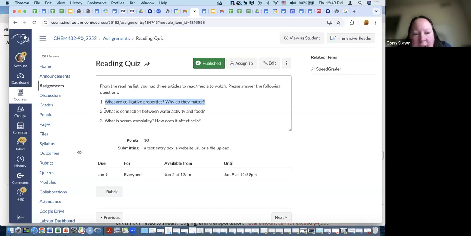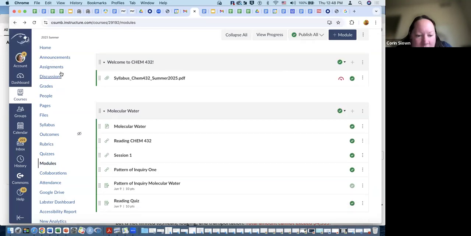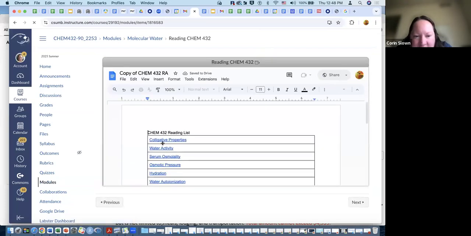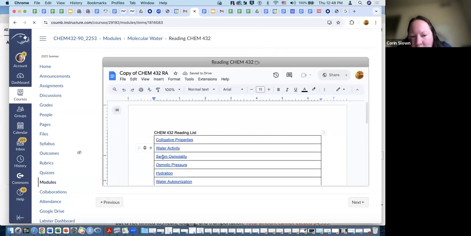You will have to read and or watch the water activity and food. That's something that we're going to be talking about next week. And then serum osmolality and how it affects cells is something that is also from the reading. So let me show you where you can find those. I will keep adding to this list, but you'll notice these 3 are the 3 that you're going to need to read in order to be able to answer the reading quiz.